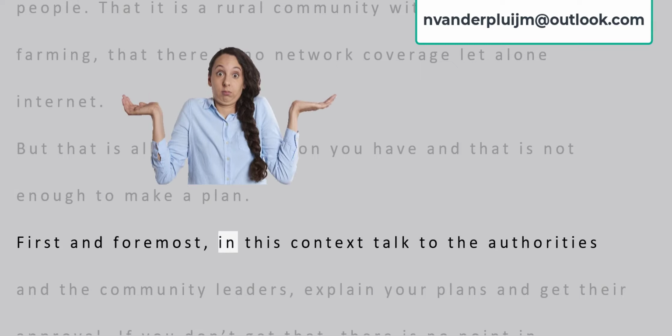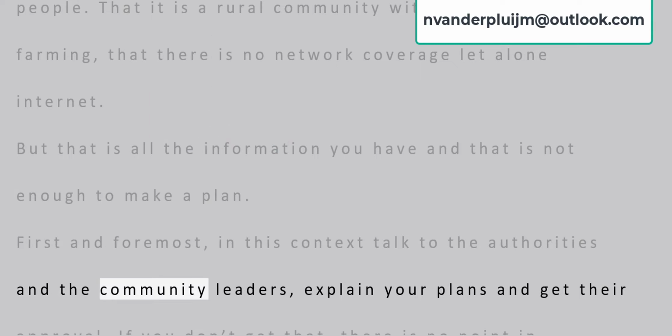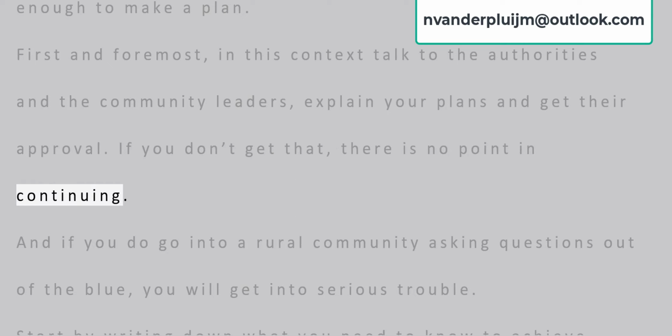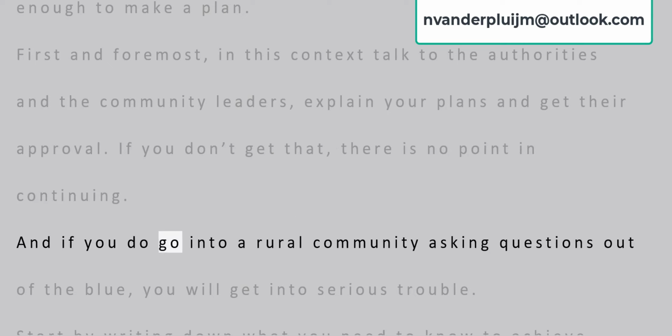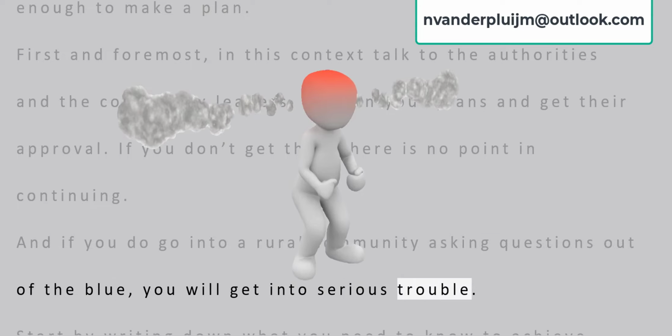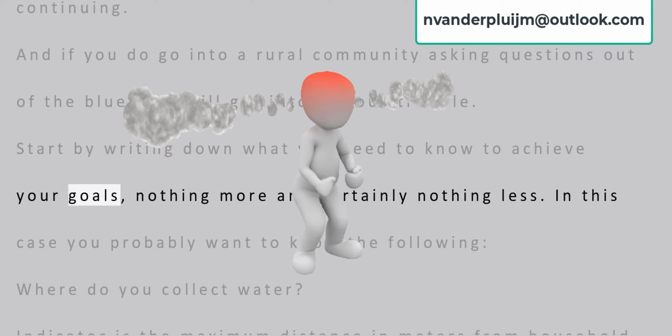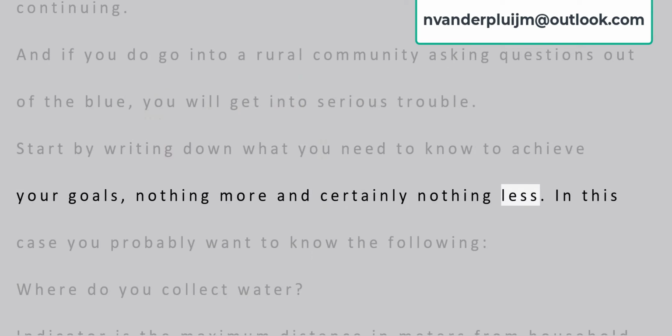First and foremost, in this context, talk to the authorities and the community leaders, explain your plans and get their approval. If you don't get that, there is no point in continuing. And if you do go into a rural community asking questions out of the blue, you will get into serious trouble. Start by writing down what you need to know to achieve your goals, nothing more and certainly nothing less.